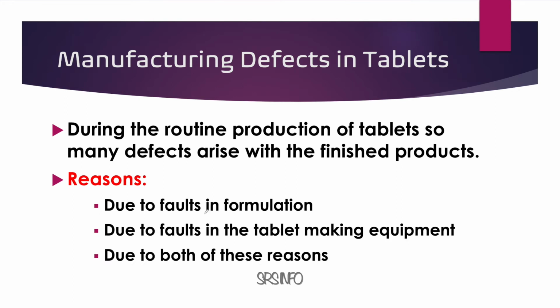So, during the routine production of tablets, there is a possibility that many defects come during the production and after the production, when it is time to store. Then we can find different types of defects arising in these tablets. So, we have to understand the main reasons why these defects are coming.